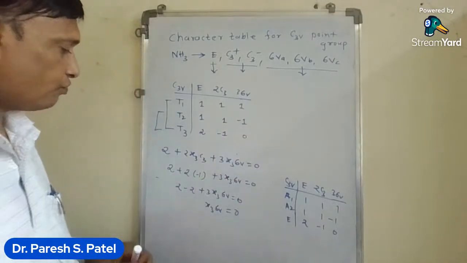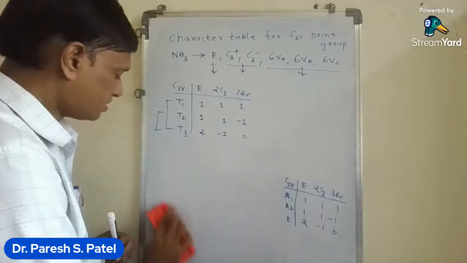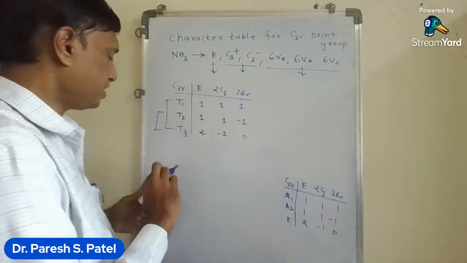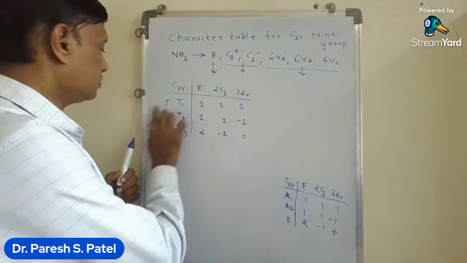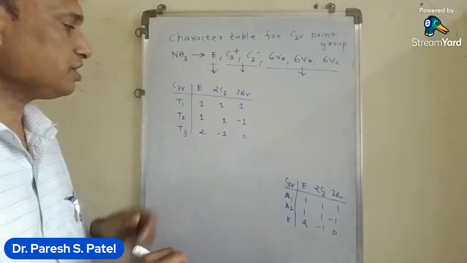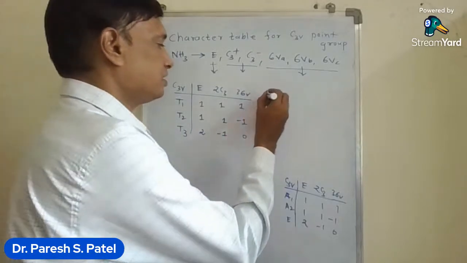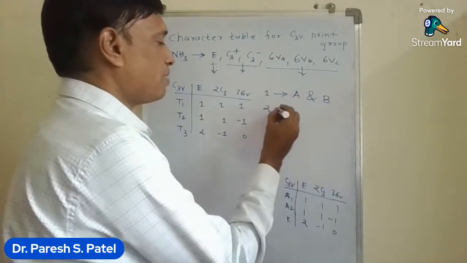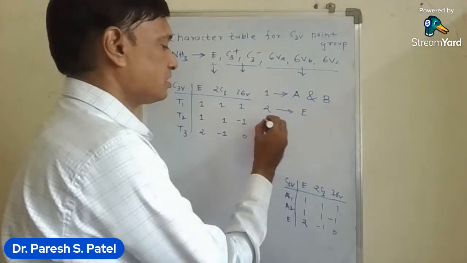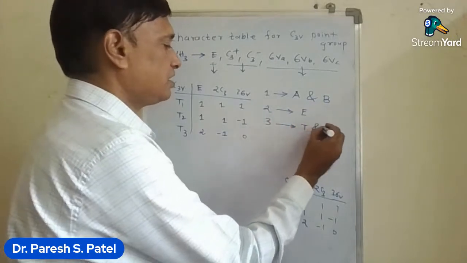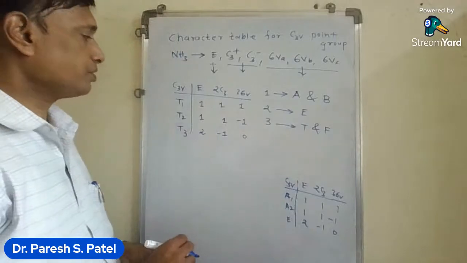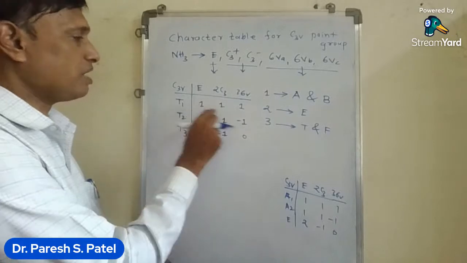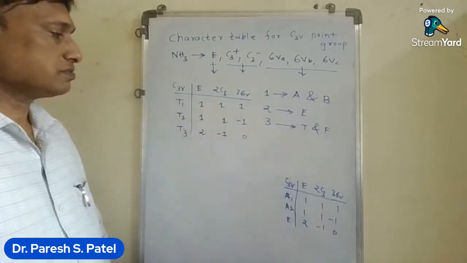Now, to find out the Mulliken symbols for T1, T2, T3. Previously we discussed that if the dimension is one dimensional, then capital letter A and B can be used. If two dimensional, then E can be used. If three dimensional, T and F can be used. Here, this is one dimensional and two dimensional. In case of the one dimensional, A or B can be used.